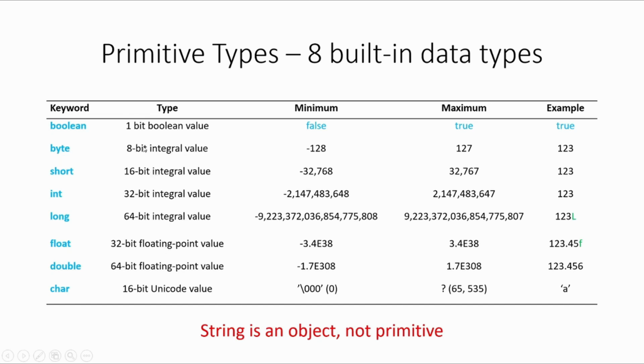Each integral type is twice the size of the smaller one. You can see the short is 16, integer 32, long 64. And the same thing for the floating point: double is twice the size of the smaller one, 64, which is twice of 32. The minimum value of byte is -128, maximum 127.